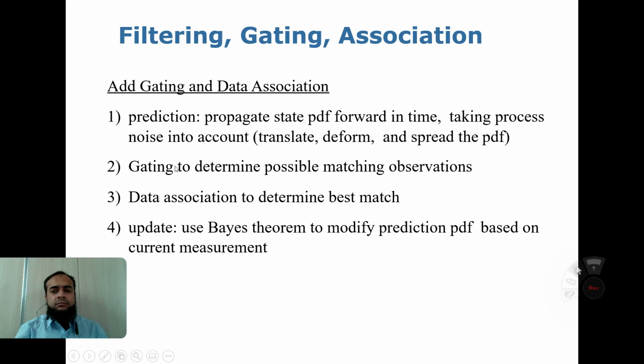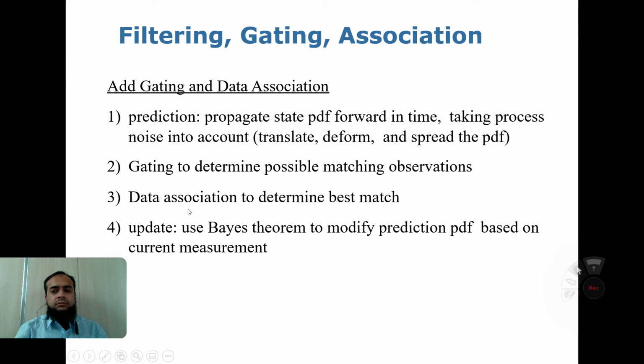So gating means it will create a window over a measurement. Those measurements which match the observation are selected for the window. So we get the selected measurements instead of associating all measurements that are received from the radar. We just make a small window across the best possible match of the observations.